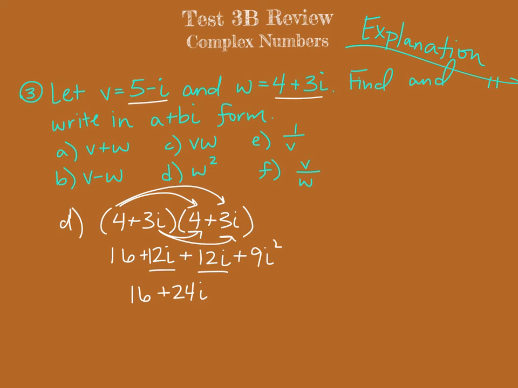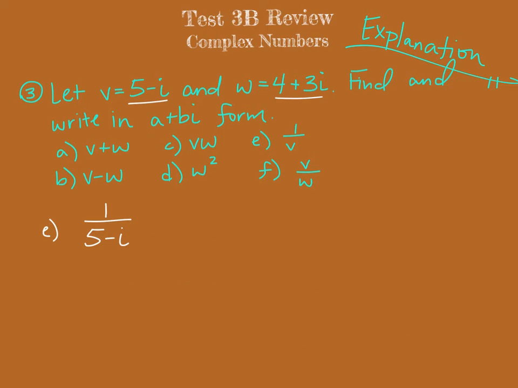Then we will replace the i squared with the negative 1 that it equals. So that's a minus 9 over here. So we end up having a 16 plus a 24i minus 9. Combining our like real terms here, we'll get 16 minus 9, which is 7 as our real part, and 24i as our imaginary part.